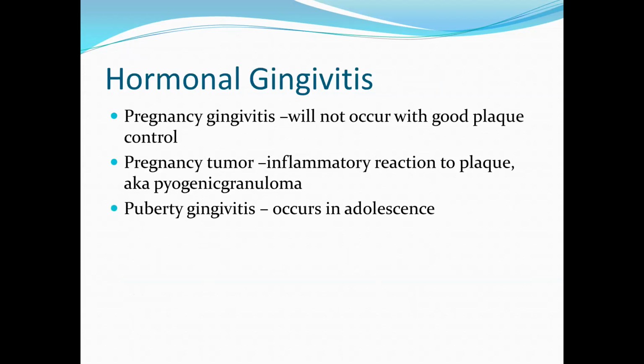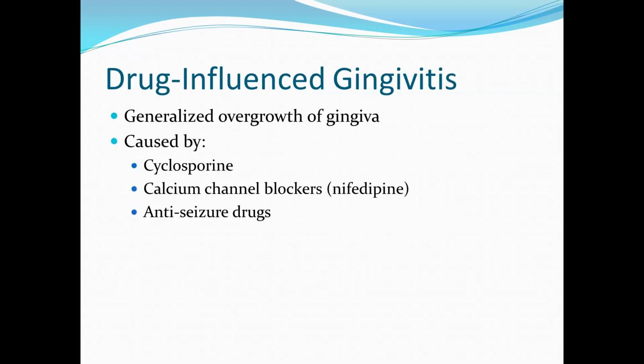Pregnancy gingivitis occurs with a hyperreaction of the gingiva to the hormonal changes. All right, it generally doesn't occur with good plaque control or good oral hygiene. It may with gingivitis, but the pregnancy tumor is another thing. That's the pyogenic granuloma, an inflammatory reaction to the biofilm. Then you've got your puberty gingivitis, which occurs in adolescence, and your menopausal gingivitis, which occurs in older women. And again, it is hormonal gingivitis.